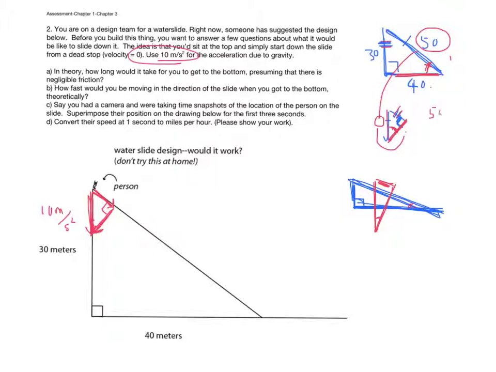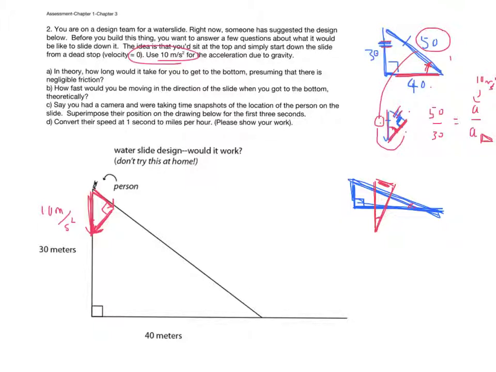So with similar triangles, you can set up a ratio. You can say 50 is to 30 as the acceleration due to gravity is to whatever that is, the acceleration in the direction down the triangle. I'll indicate it like that. We know this is 10. This value is 10 meters per second squared.